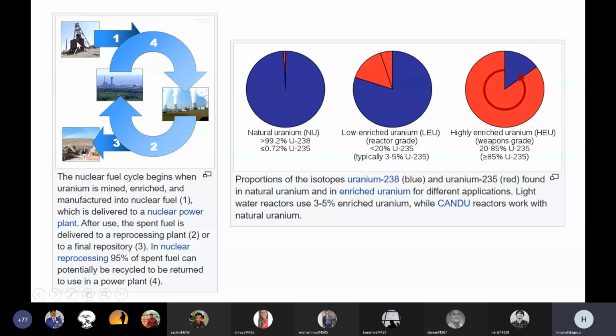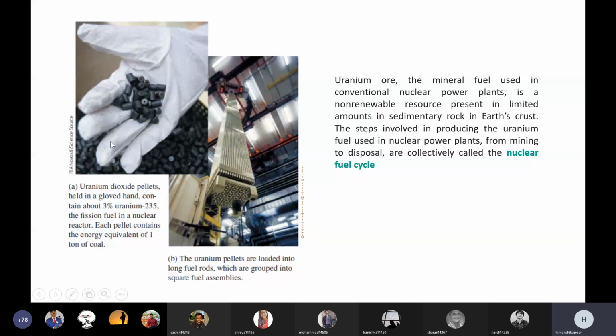So the first step is mining. You are mining, you are enriching it, and then you are making it into a nuclear fuel. After it is processed, it will look like this. This is the fuel, and then it is made up into fuel rods. Can you see?